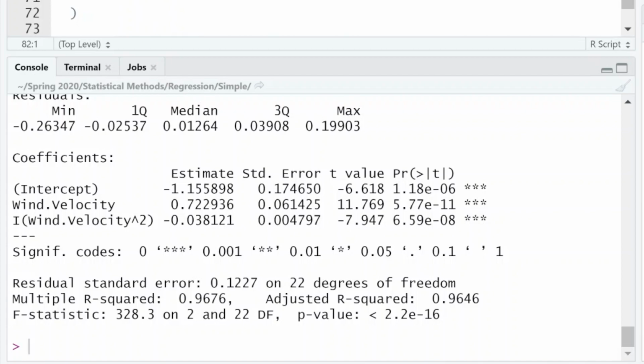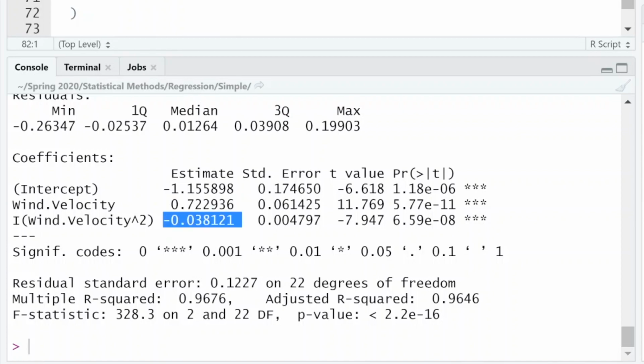We have our intercept, negative 1.15, 1.16. We have our x1 slope, and we have our x squared slope here. And we see that all of the p-values are significant. Since these p-values are less than 0.05, we can trust this estimate. We can say that there's a good chance that the actual population has this intercept, this slope, and this slope for the squared term.